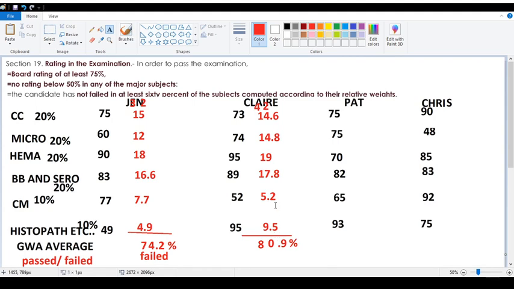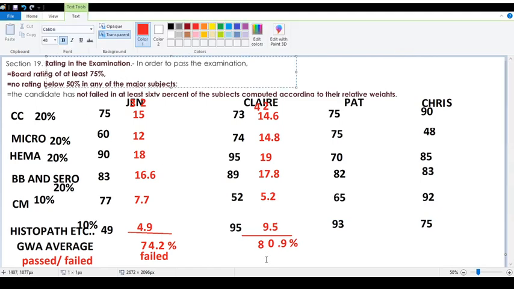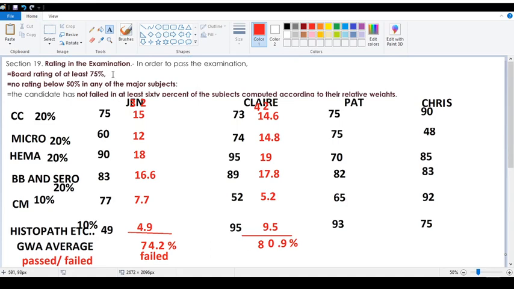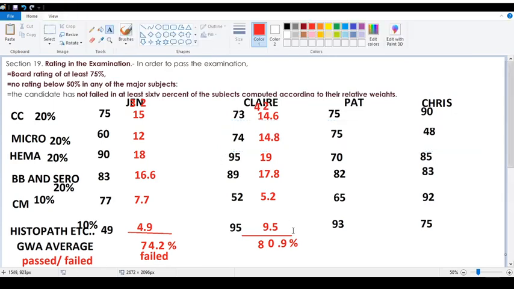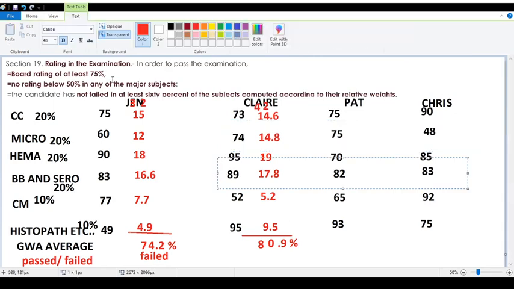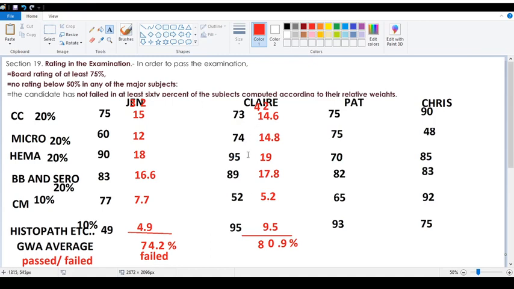That's 80.9. Okay, so let's check if she passed the board examination. Board rating of at least 75%. Yes. Okay, so another criterion: no rating below 50% in any of the major subjects. 73, 74, 95. Okay, and 89. So, she passed the second criteria.